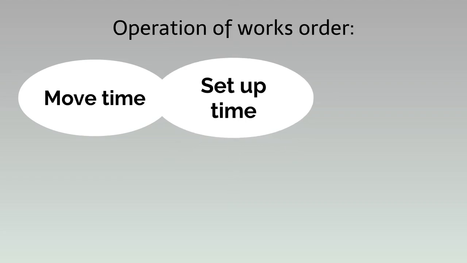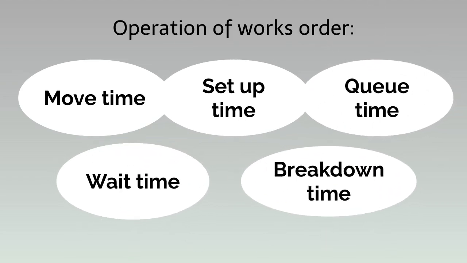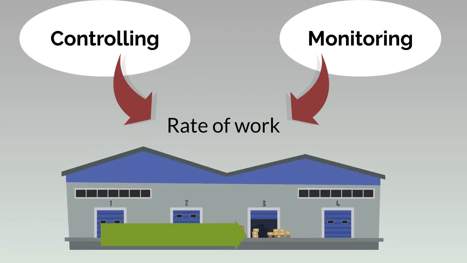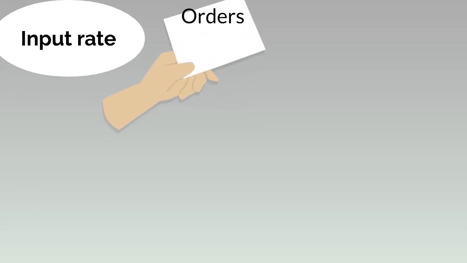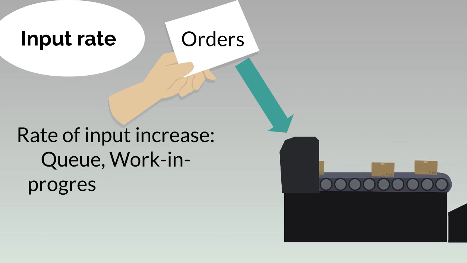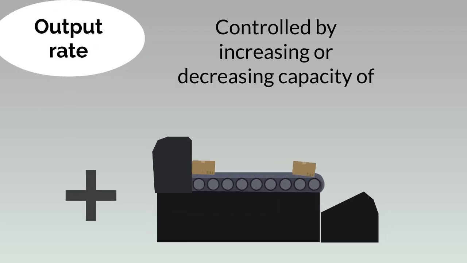When we look at the operations of a works order, there are elements such as move time, setup time, queue time, wait time, and breakdown time. Controlling and monitoring the rate of work going into and out of a work center and the factory as a whole is known as input-output control. The input rate is controlled by the release of orders to the shop floor. If the rate of input is increased, queue, work in progress, and lead times increase. The output rate is controlled by increasing or decreasing the capacity of the work center.